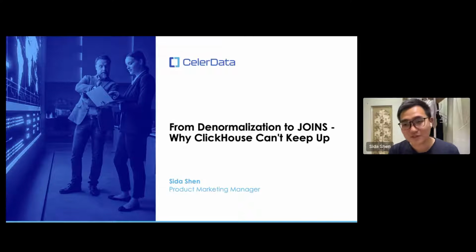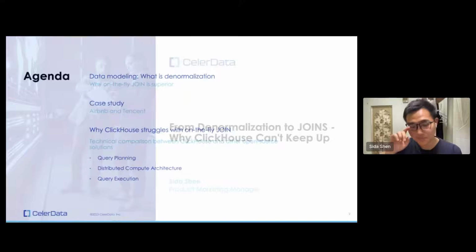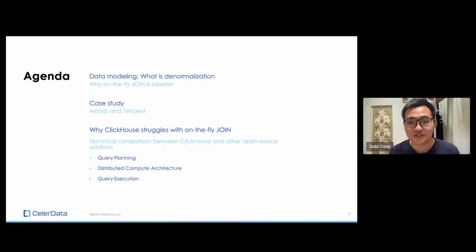Okay, let's get started. So today's topic is from denormalization to joins, why ClickHouse cannot keep up, right? We're gonna talk a lot about joins and a lot of comparison between different open source real-time OLAP databases, right? And I'm Sida Shen. Welcome everyone. So first, let's go over the agenda, right?